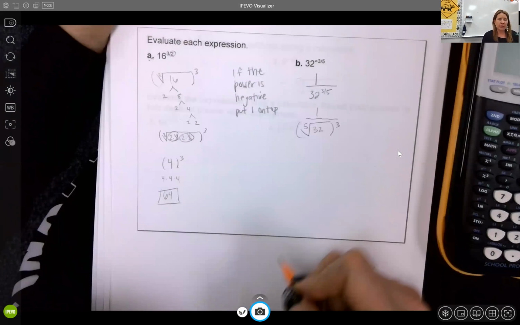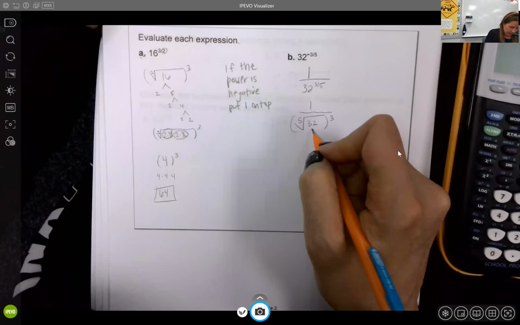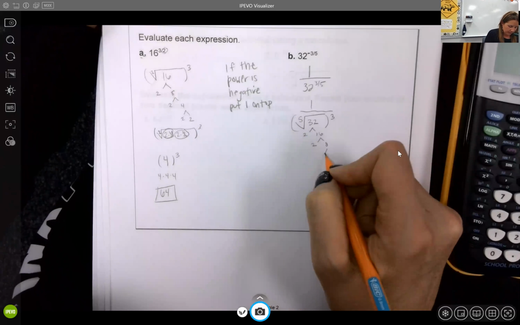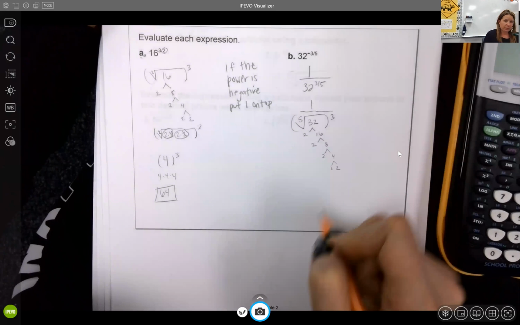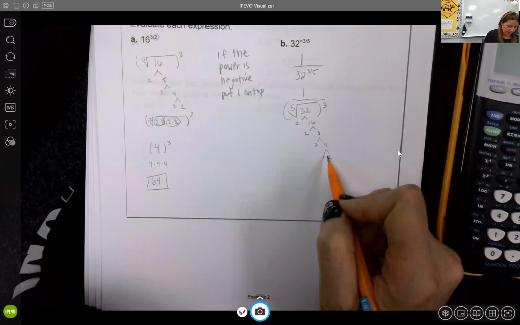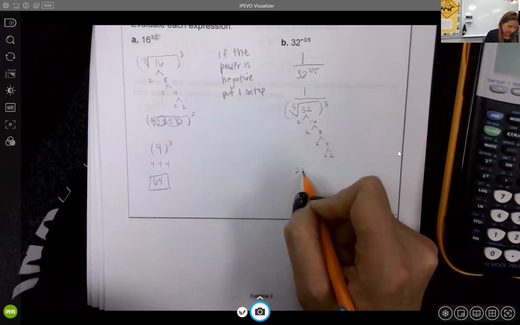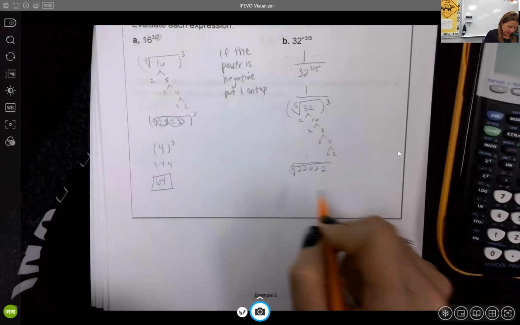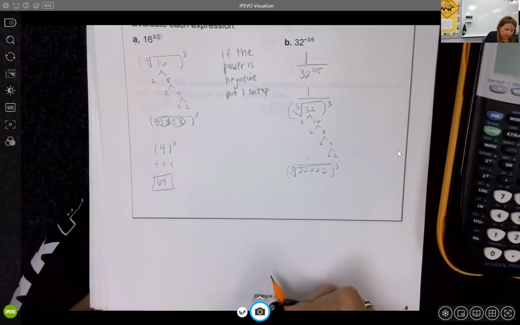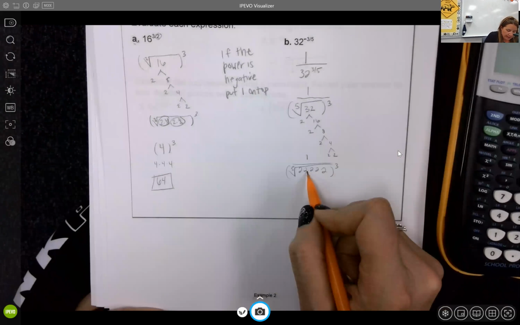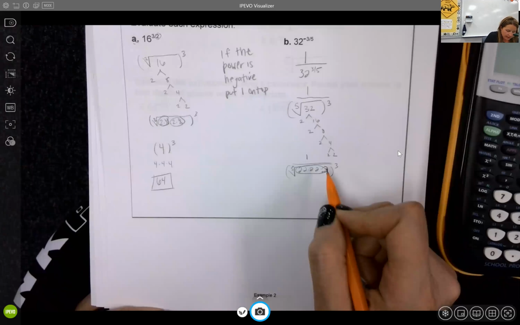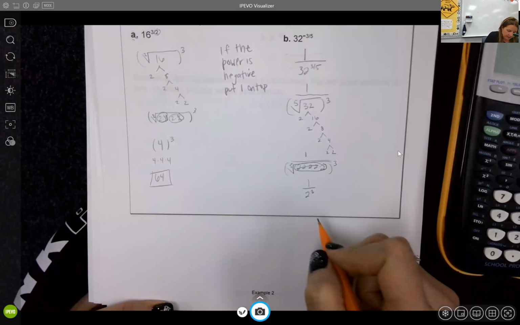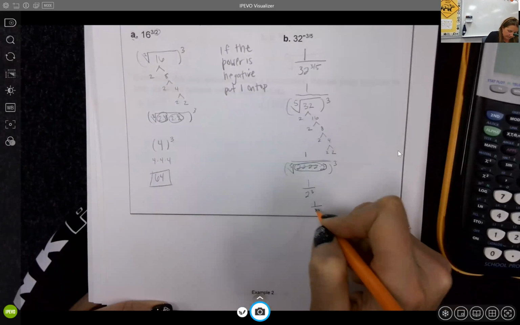So when I do this problem, I'm going to have a 1 on top. So the 5th root of 32 cubed. So 32 is 2 and 16, 2 and 8, 2 and 4, 2 and 2. So I have 1, 2, 3, 4, 5 2s. That's kind of convenient, isn't it? Since it's a 5th root. Okay. Now, 1, 2, 3, 4, 5. These are all going to cancel out. I'm going to get a 2. And then that 2 is cubed. So 2 times 2 times 2. This is going to be 1/8.